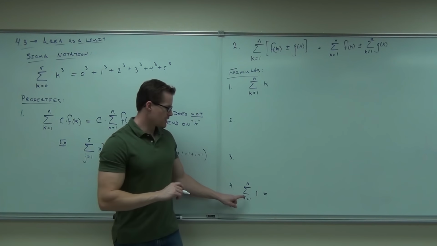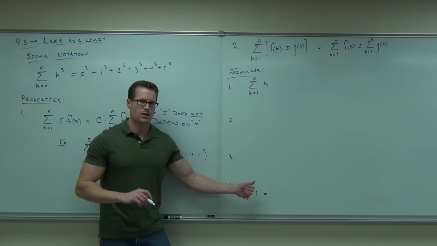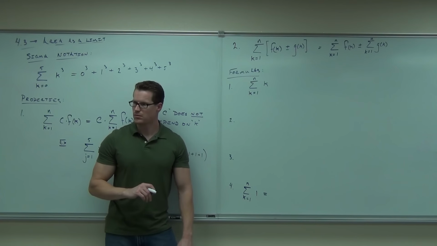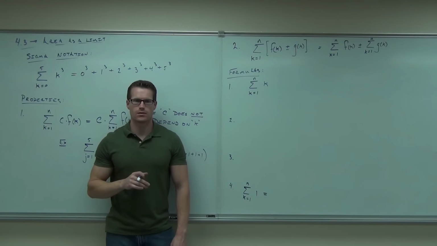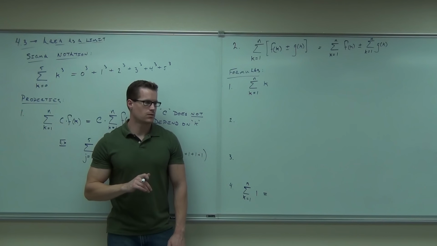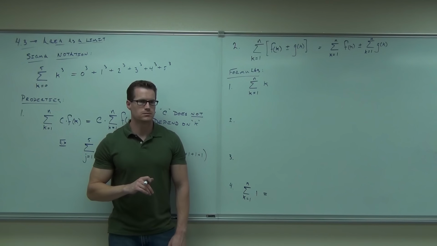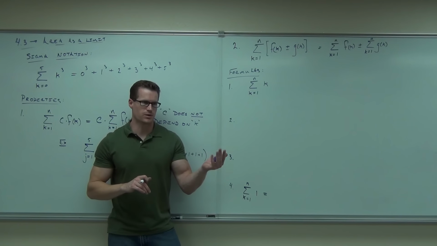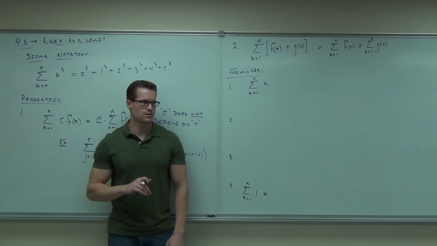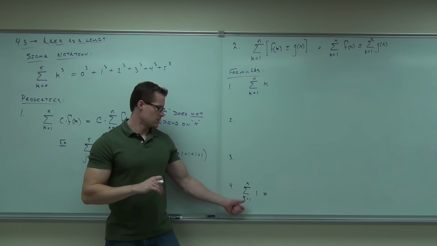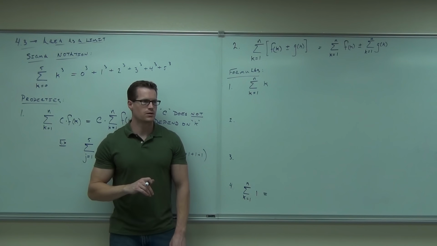What would a summation be from k equals 1 to n of the number 1? You're overthinking it. n. 1 plus 1 plus 1 plus 1 plus 1, n times. What if k is equal to 5? Say we start at 1 because it's a 1. You always start at 1. Unless I tell you otherwise, but normally you always start at 1.